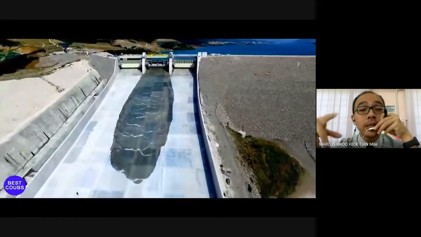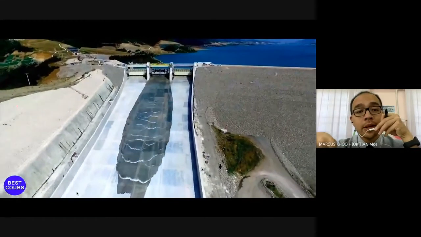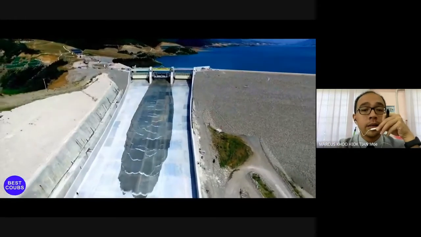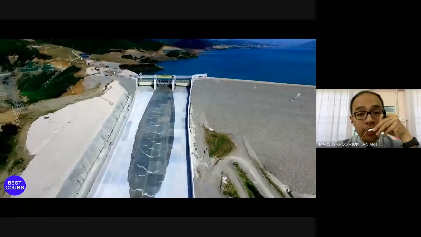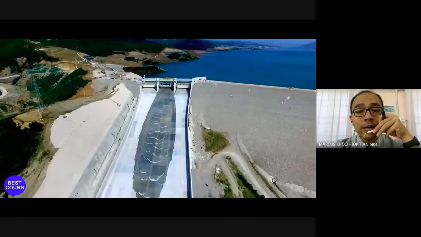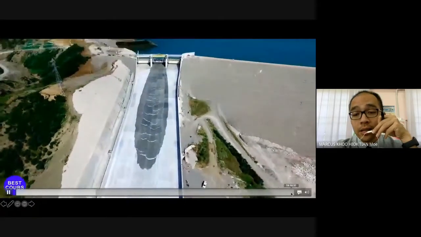Notice the big difference between the situation just now and this one. Here the water is coming out very slowly. How come just now the water was coming out very fast and very strong? This one is just trickling down. This video is very long, it is 10 minutes long.